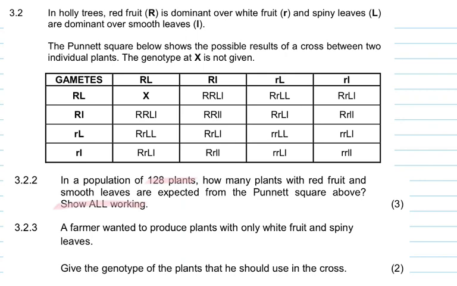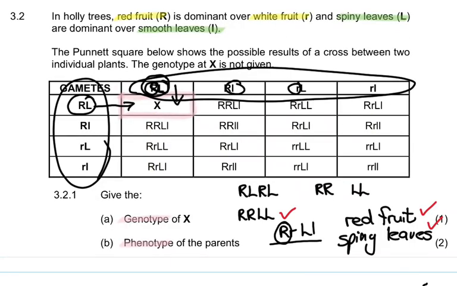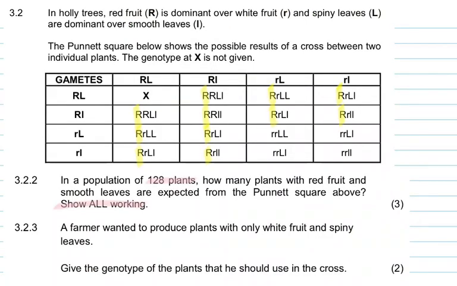Okay, so let's take our highlighter and we're going to highlight everywhere we're going to see a capital R. So there's one, there's one, there's one. And we do that very quickly because we don't want to waste time on this. And then remember, we have to go back to our previous question because X is RRLL, but it's capital R, capital R, capital L, capital L, which means that one's definitely also got red fruit. And we want the one with the smooth leaves.